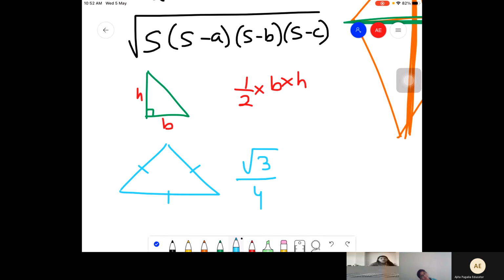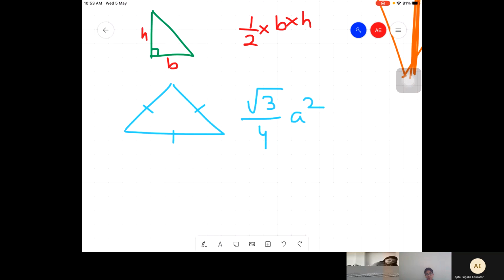Root 3 upon 4 a square, and b is just ignored. But in an equilateral triangle, all the sides are the same, right? So if you substitute a in place of b and c, what will you get? S minus a, three times. So s minus a cubed.